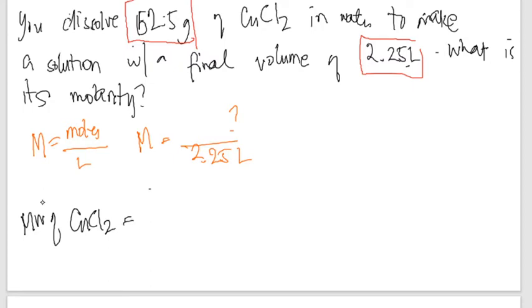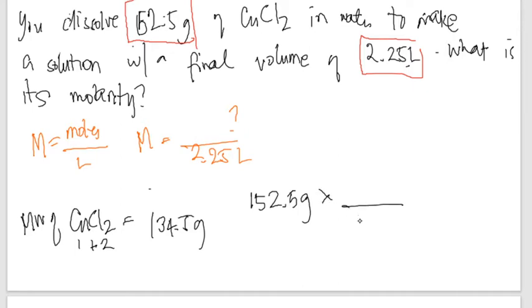One copper, two chlorine, just add them. Look at your periodic table for its molecular mass. The molecular weight of copper chloride is 134.5 grams per mole. Now, let's compute. 152.5 grams times, in every 1 mole, you have 134.5 grams.